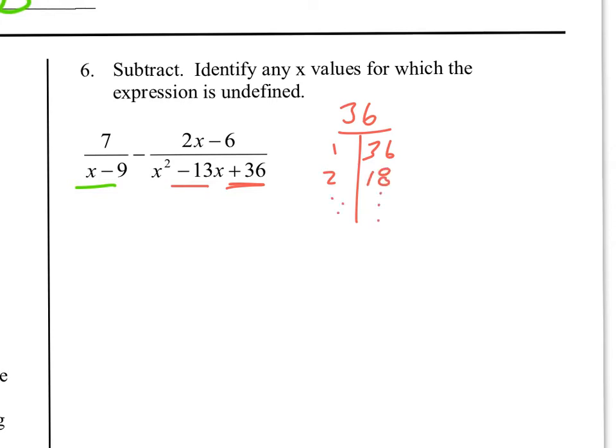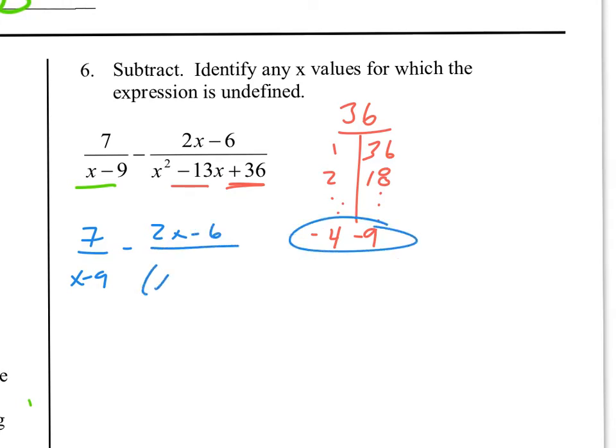And then you go through several of them until you figure out that your magical numbers are going to be 4 and 9. Now 4 and 9 add to give you positive 13, so we need them to be negative 13. So if I put a negative in front of both of these, negative 4 times negative 9 gives me positive 36, and they add up to negative 13. So now my new equation, if I rewrote it, I've got 7 over x minus 9, and then minus 2x minus 6 stays up there, except now we take our two factors as x minus 4 and x minus 9.